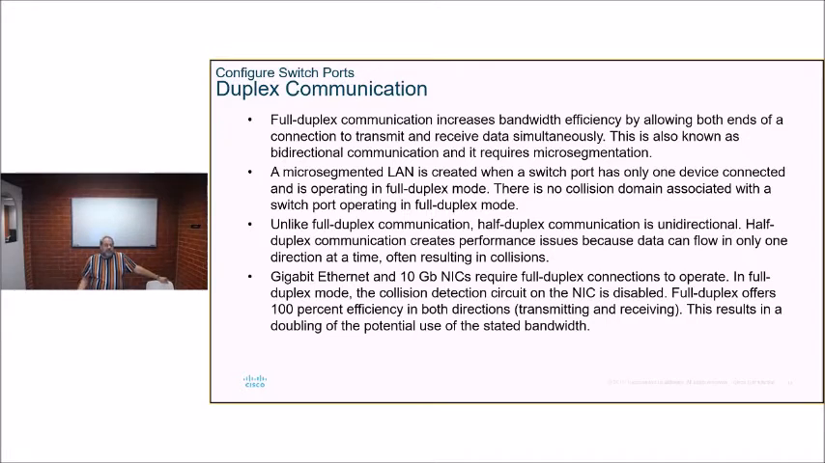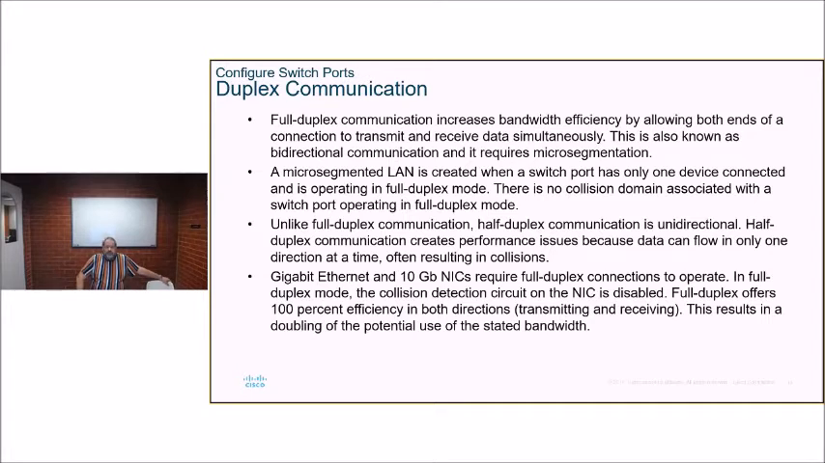So I'm going to say when it comes to Ethernet, there's a few settings you can do, you don't have to. So full duplex, of course, is where you've got a choice between half and full duplex. Full duplex, of course, is the more desirable of the two, and so it increases bandwidth efficiency by allowing both ends of a connection to transmit and receive data simultaneously. So it's bidirectional communication. It requires microsegmentation. A microsegmented LAN is created when a switch port has only one device connected and is operating in full duplex mode.